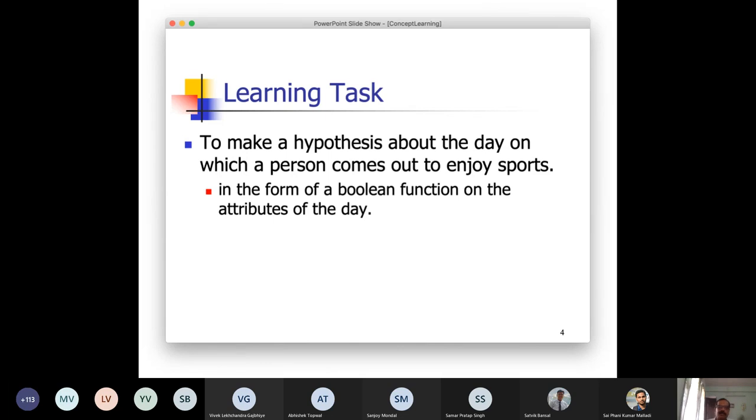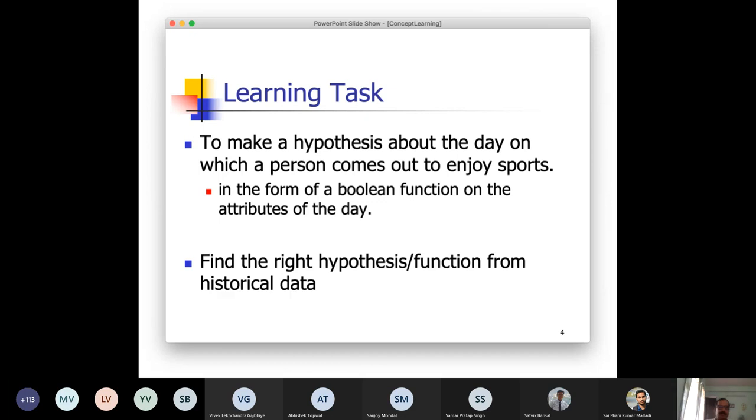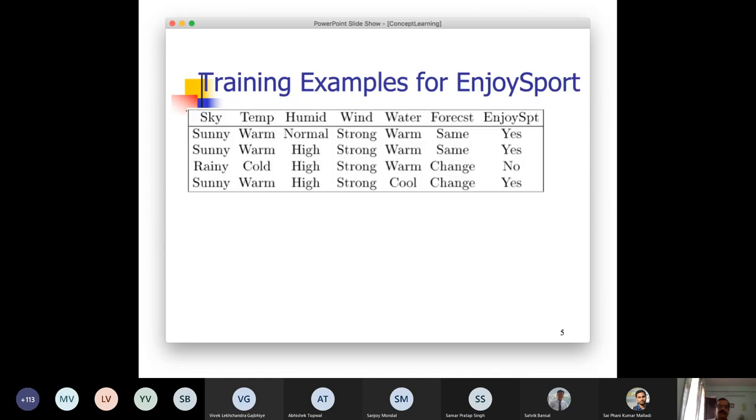It should be in the form of a Boolean function on the attributes of the day, and we will also see how to express the corresponding Boolean variable given the attribute value, how the Boolean literals and variables are formed. So find the right hypothesis or function from historical data. That is the learning task. You have to express it in the form of a function. So you have training examples.